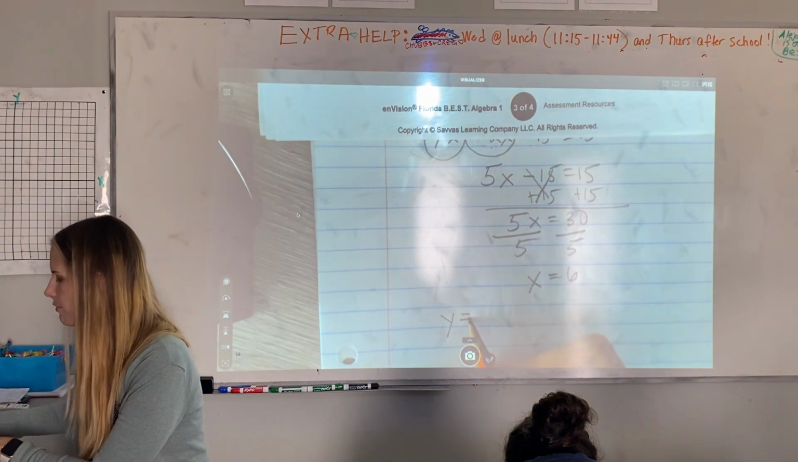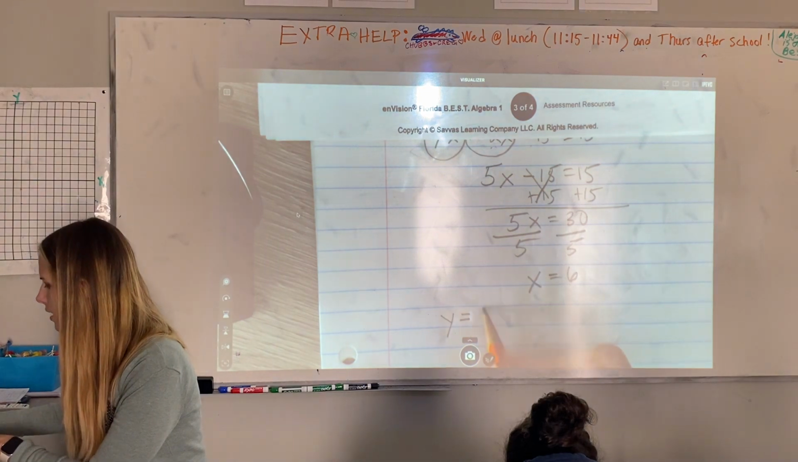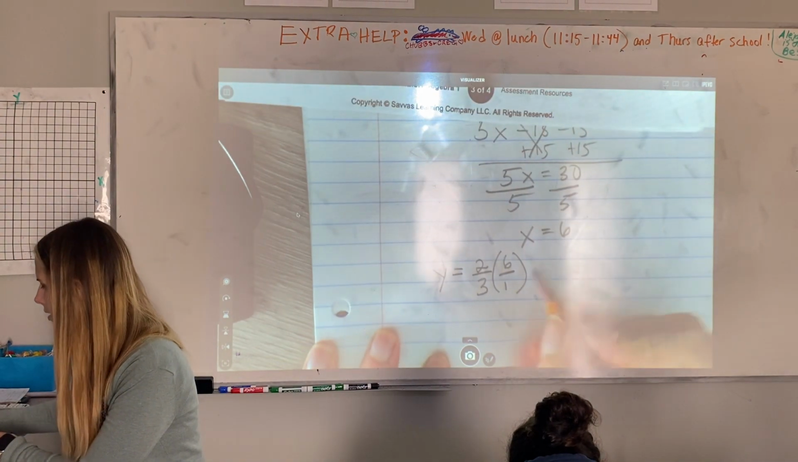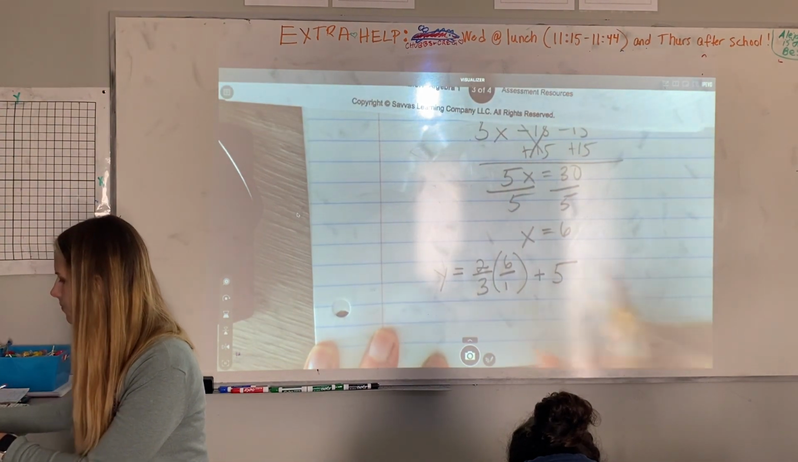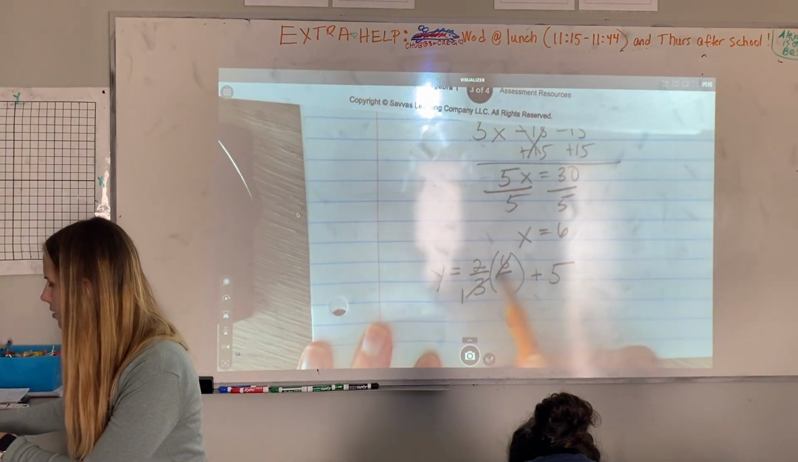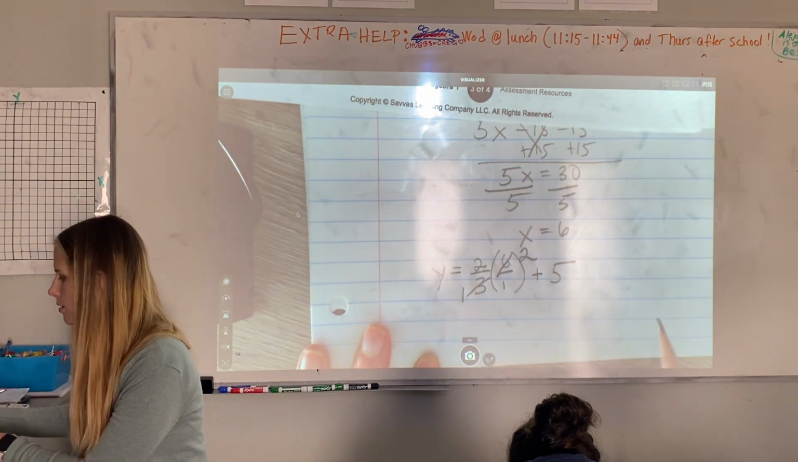Even though it's got an annoying fraction, it'll cancel out really easily because 2/3 times x, if x is 6/1, then that will cancel out nice and easy. So I have a 6 and a 3. I can cancel.